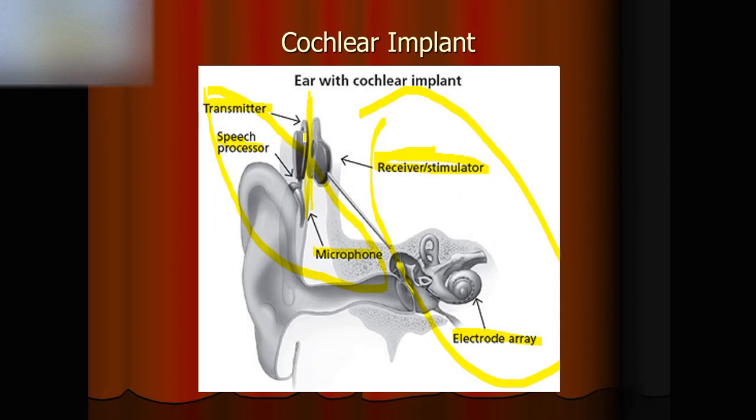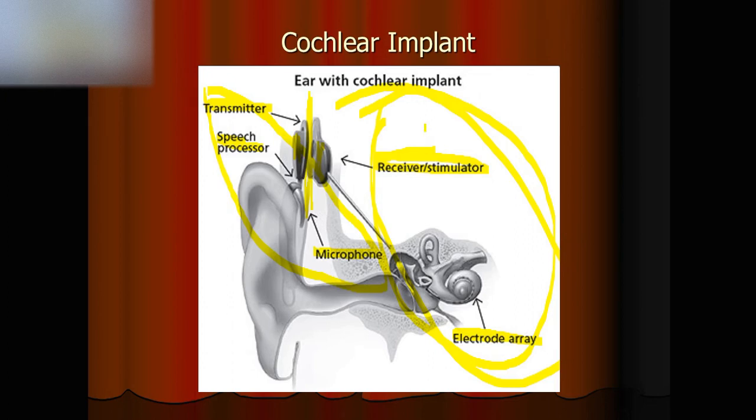You can see that there are 2 magnets, one on the transmitter, one on the receiver. They can stick to each other by magnetic force. So these 2, as I mentioned, are placed inside here. The place is a little bit above the ear, but a little bit behind, right here.